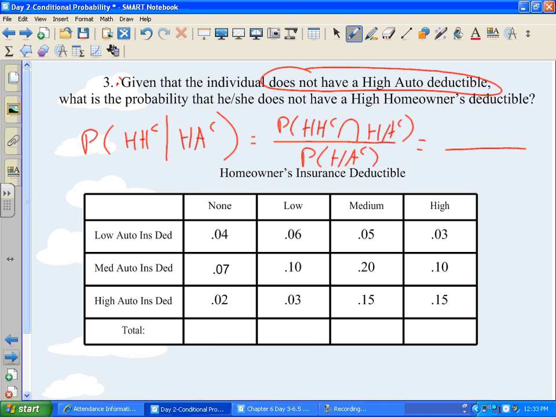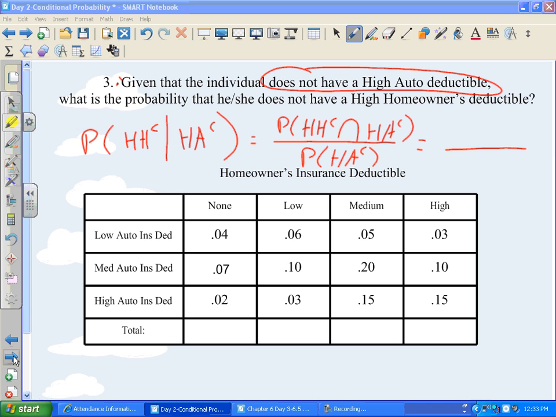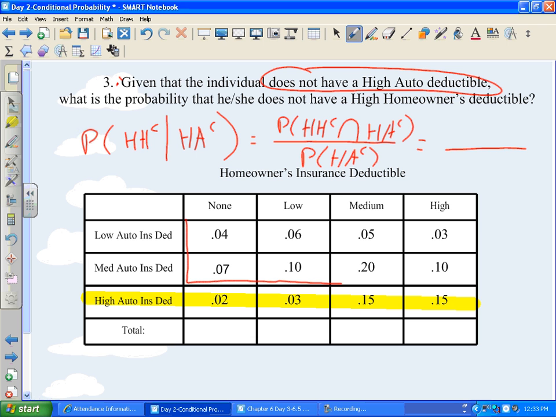So let's take care of my denominator first. Probability of not high auto. Not high auto. Well, here is everybody that has high auto insurance. Do we agree with that? That's everybody that has high auto insurance. So, isn't this everybody that does not have high auto?